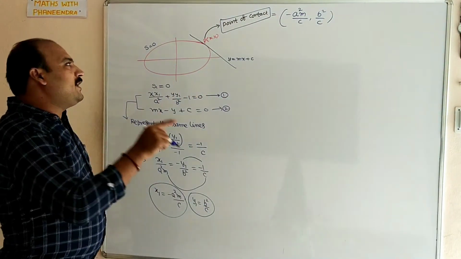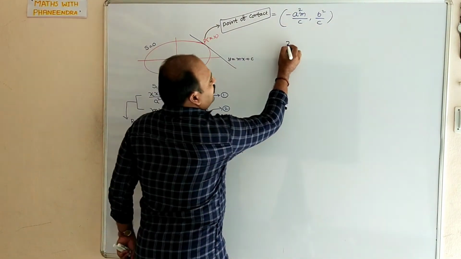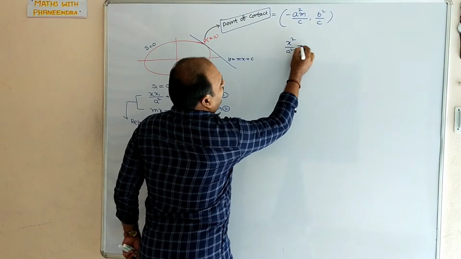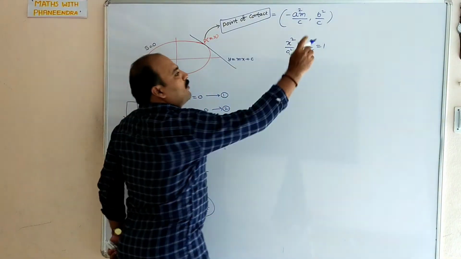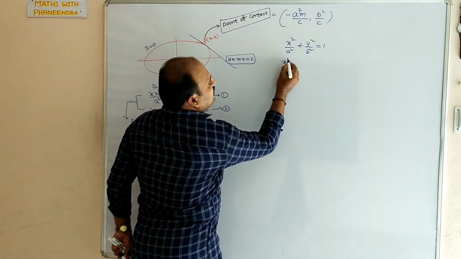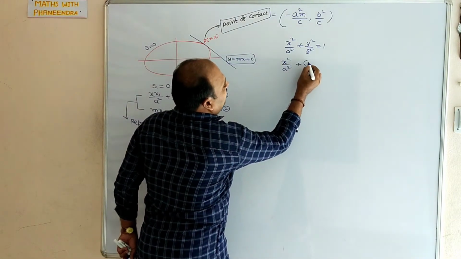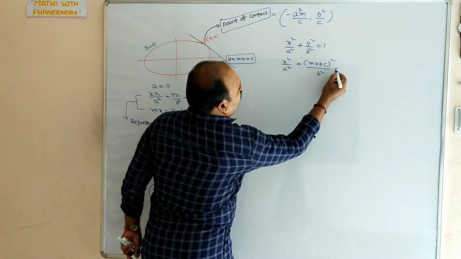Next, what is the condition if the line touches the ellipse? In the ellipse equation, x square by a square plus y square by b square equal to 1, in place of y, substitute mx plus c. So, x square by a square plus (mx plus c) whole square divided by b square equal to 1.